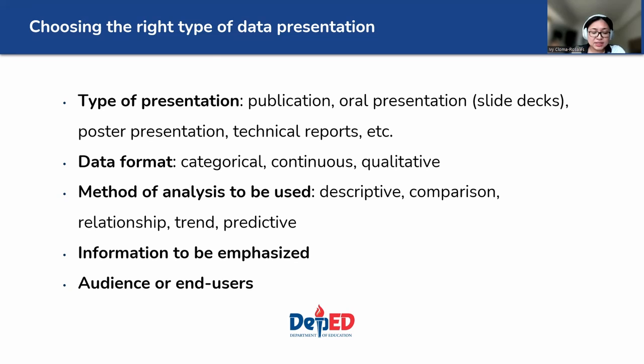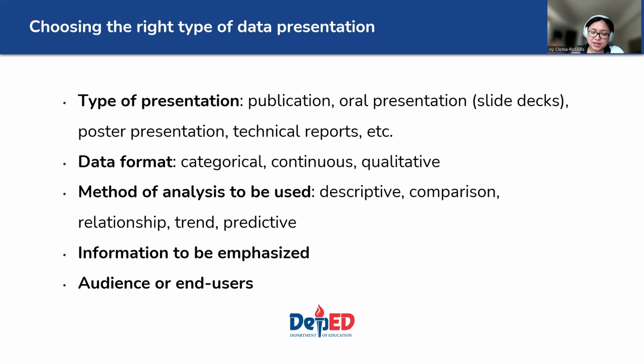Third, what is the purpose of the analysis? Do we seek to describe or summarize data? Are we comparing groups? Or are we demonstrating relationships, showing trends and patterns? Or are we forecasting or predicting outcomes? Fourth, what is the information being emphasized? This is related to the third point. Is it simply to describe? Or are we highlighting a change, a rapid increase in cases, for example, or decrease in counts, a changing trend?